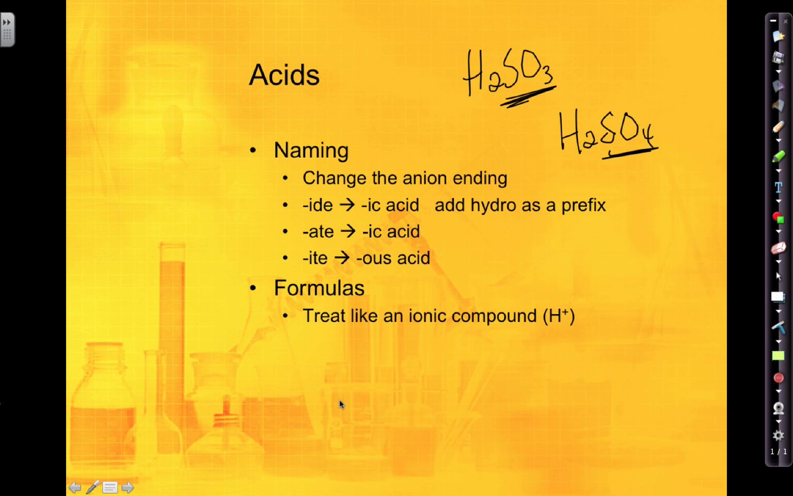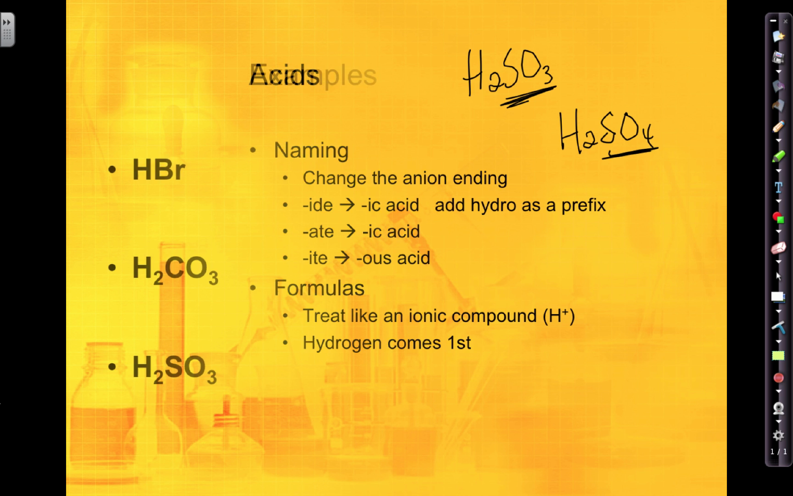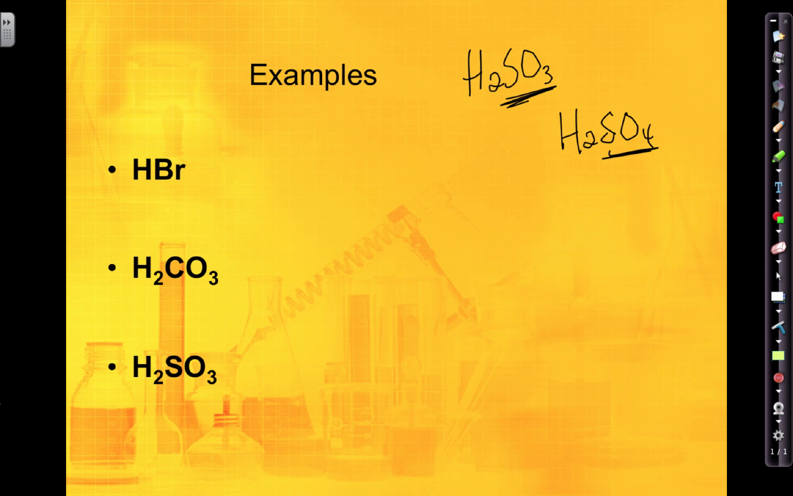Okay, so when you have a formula, when you're just trying to make the formula from the name, you're going to treat it like an ionic compound. You're starting with the H+, that's your metal. Hydrogen comes first, and then that's pretty much it. You just treat it like an ionic compound.